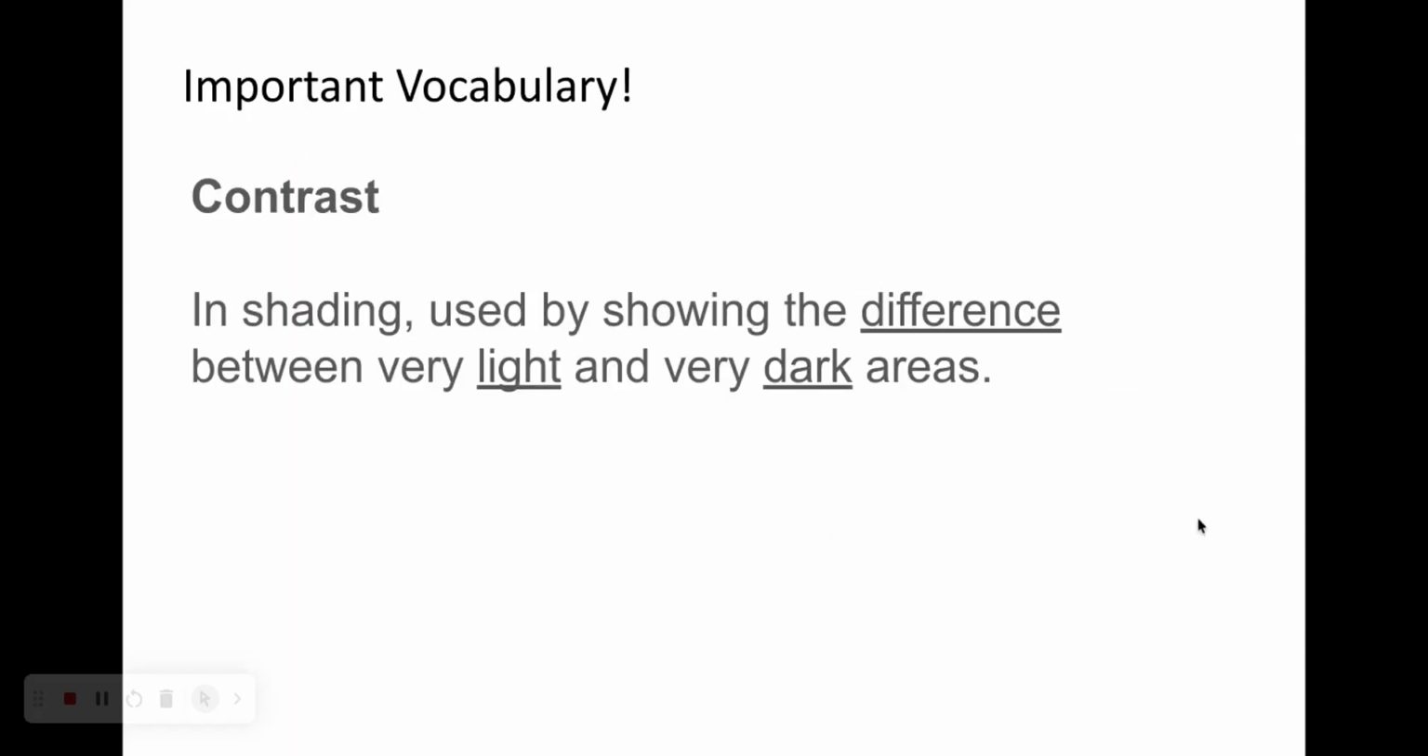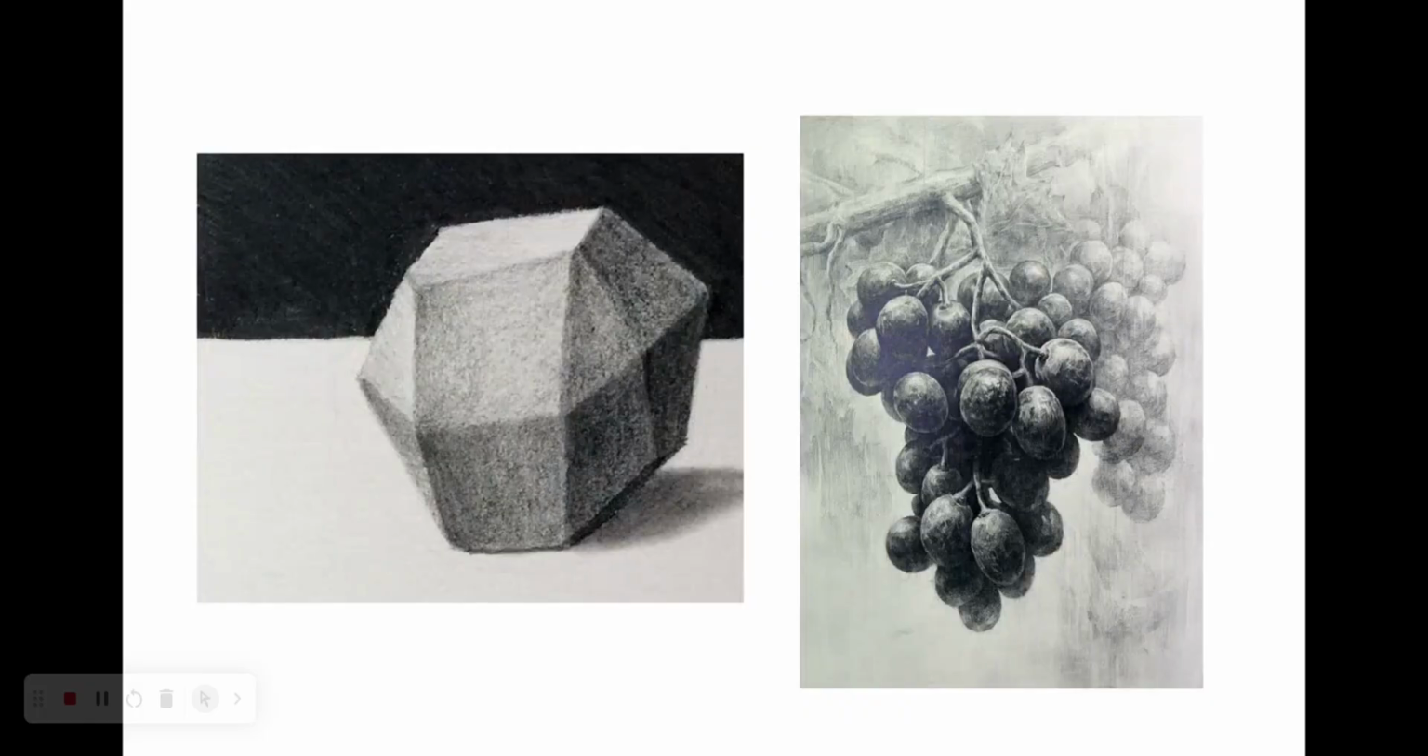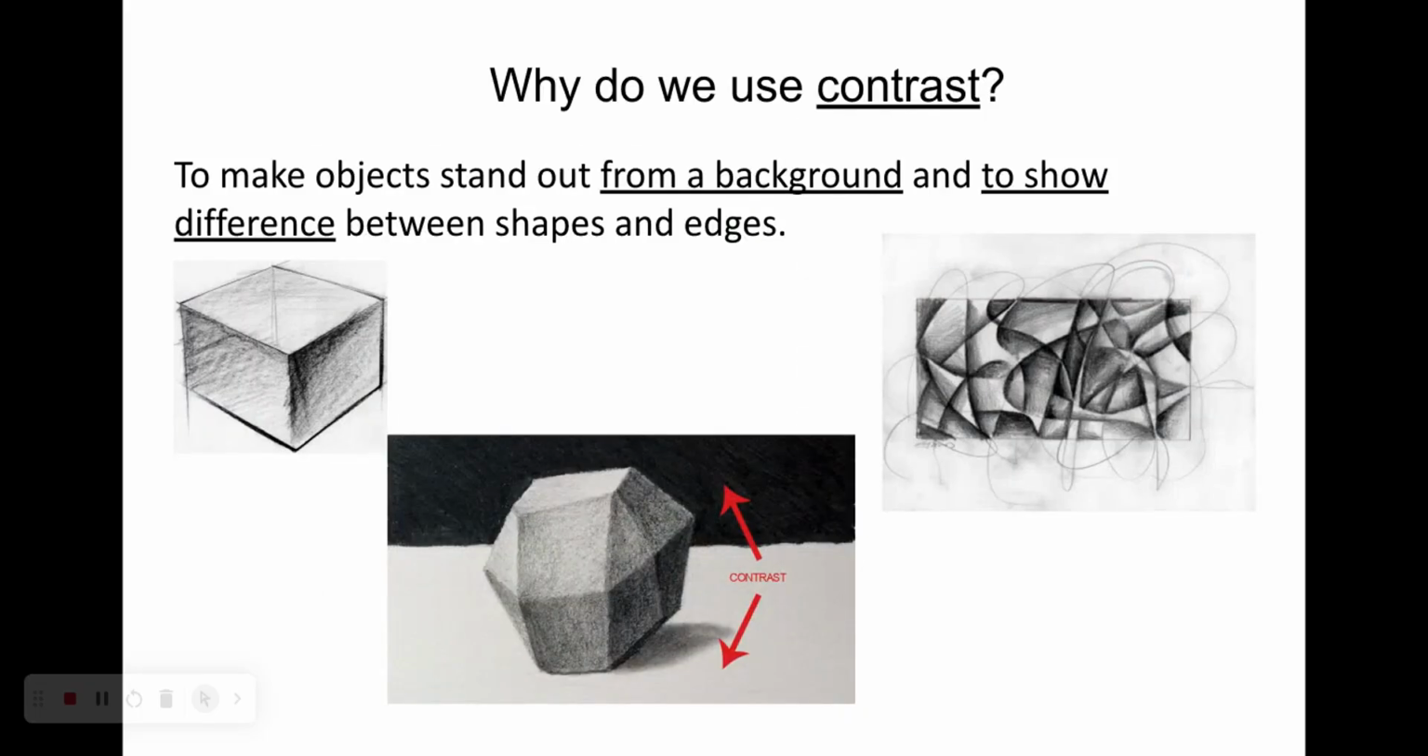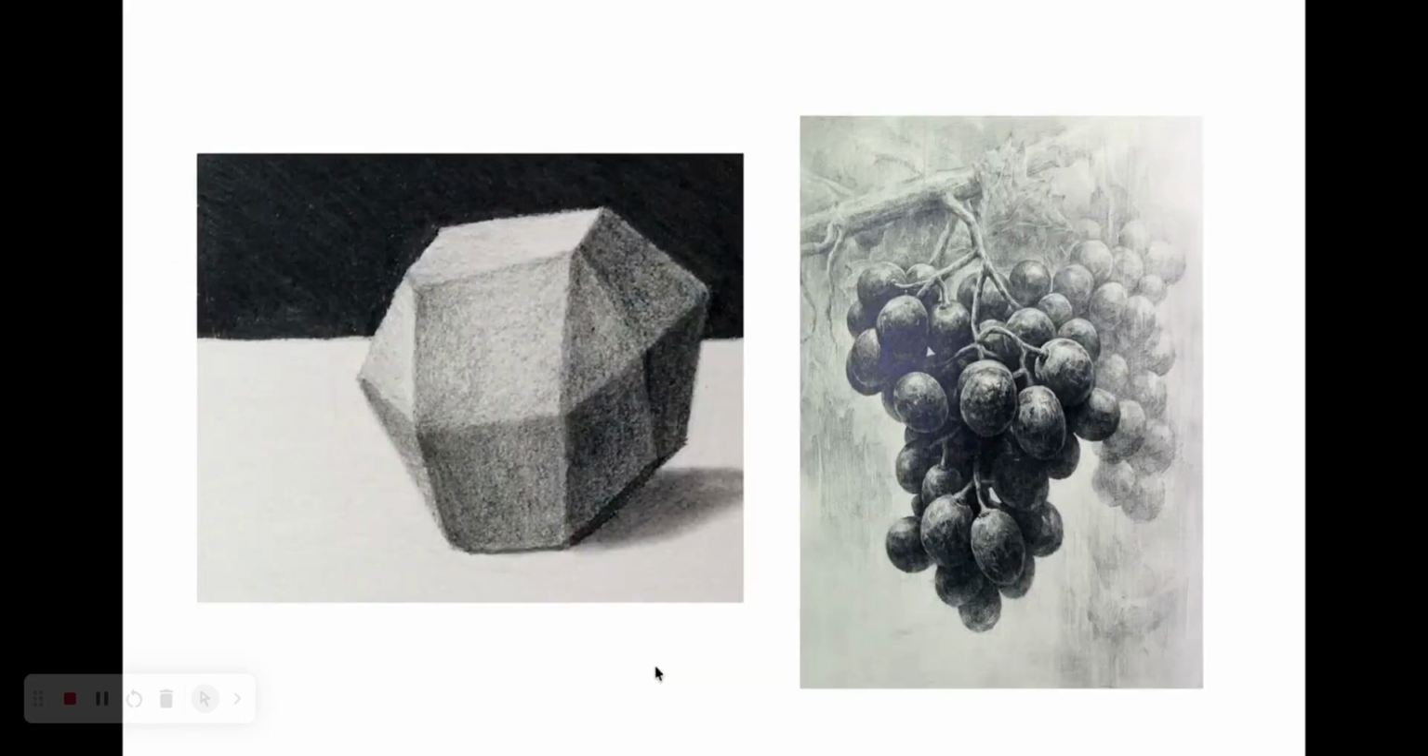Our next word is contrast. In shading, this is used by showing the difference between very light and very dark areas. As you can see in here, why do we use contrast? This is really to make objects stand out from a background and to show the difference between shapes and edges, right? With this background being so dark, these edges here stand out. And even down here, there's contrast.